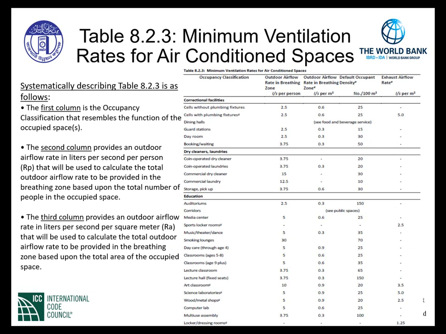Systematically describing Table 8.2.3 is as follows. We will look to the first column. The first column is titled Occupancy Classification, that resembles the function of the occupied spaces. As seen here, we have occupancy classification. Correctional facilities is a category with rooms indicated as such below the category.